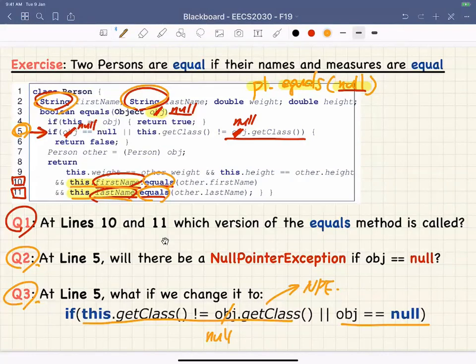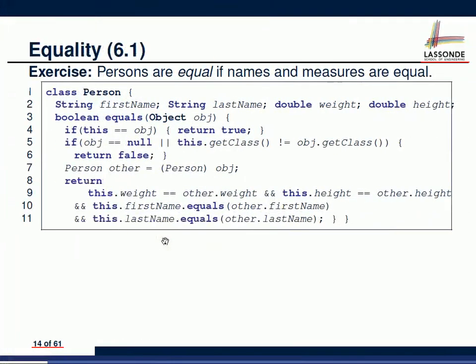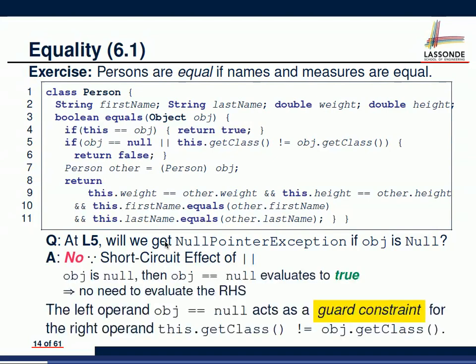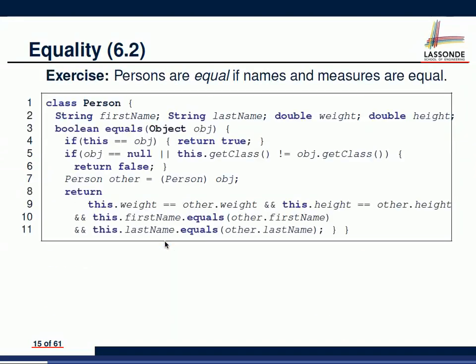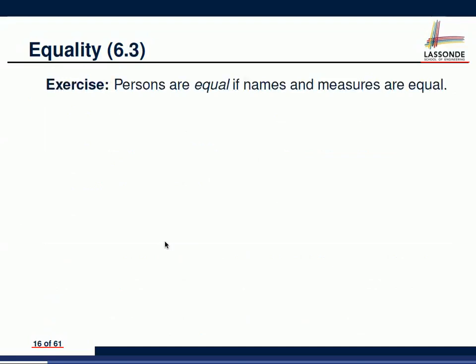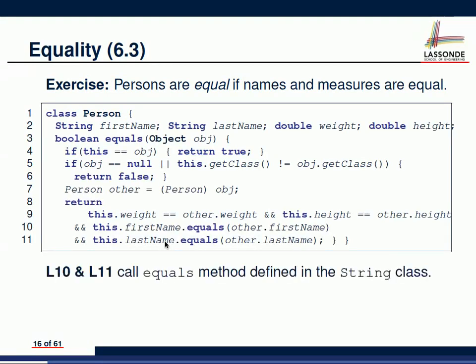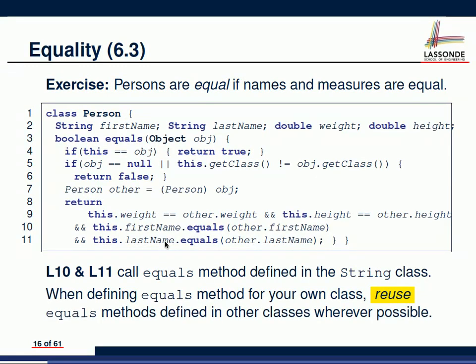Let me see what's next. Maybe we want to do some JUnit tests. Everything has been discussed, so that's exactly what we just said. There is a principle over here: when you define the equals method for your own class, whenever possible, you should reuse the equals method from another class. We'll see one example when we talk about it. Just keep that in mind.